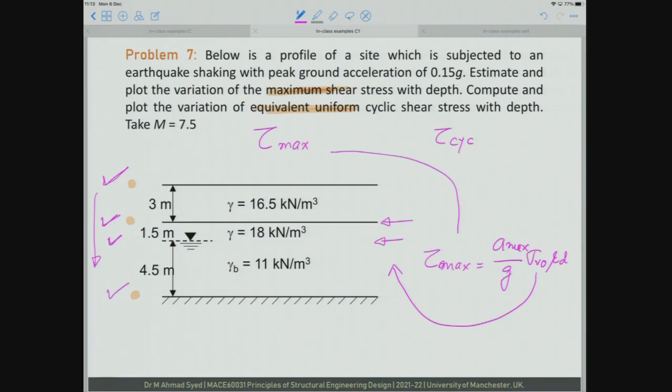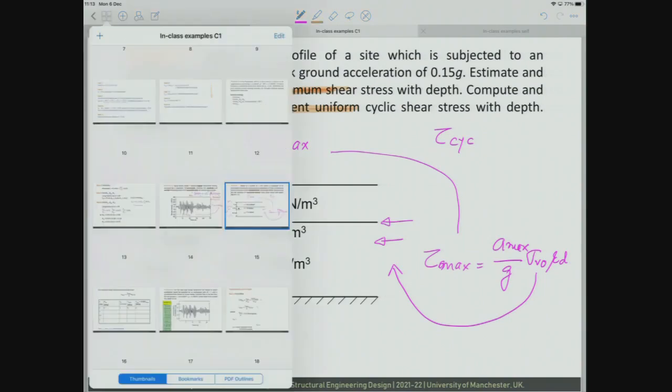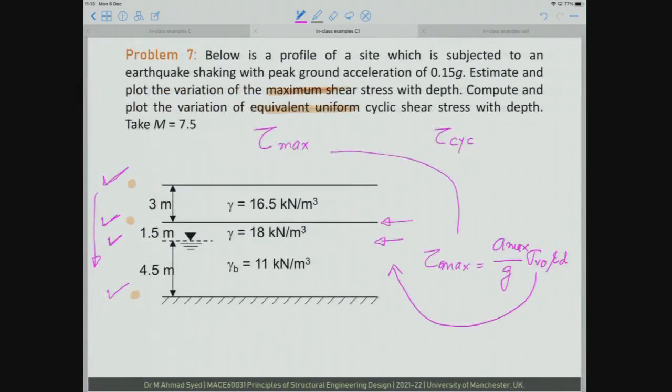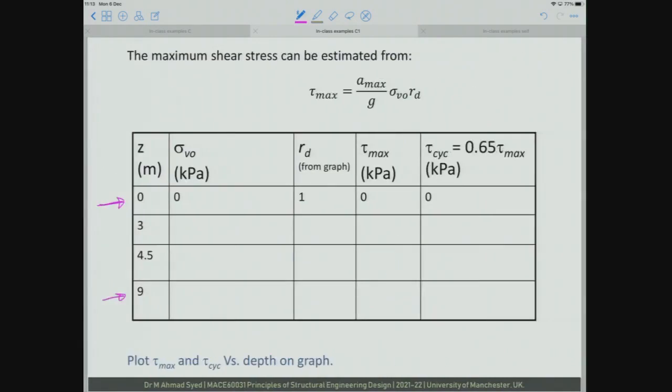So if you go to the next page, you have this table now. So in this table, I have now explained why I have z equal to 0 at the ground surface, why I have z equal to 9 at the bottommost point of interest, and then 2 intermediate depths. One where there is a change in soil profile, here 3 meters, and the other one here at 4.5 meters. So for that table, I am measuring z from here. Okay. Now can you please try to populate this table?